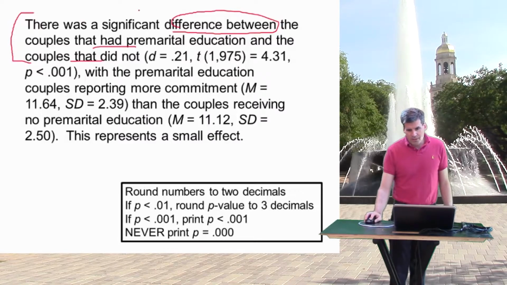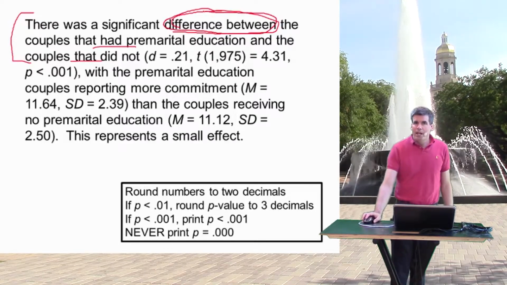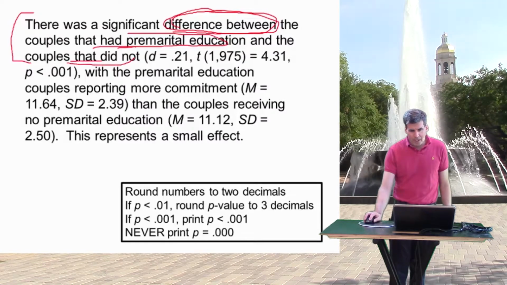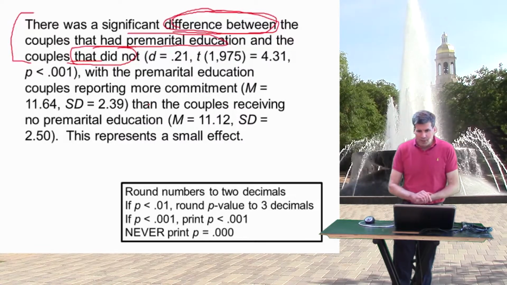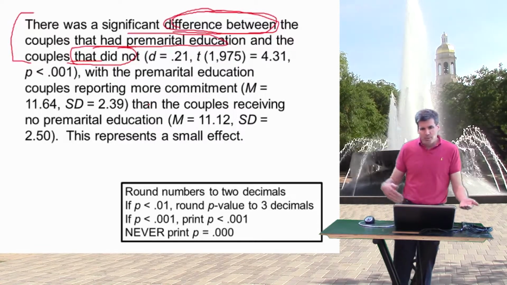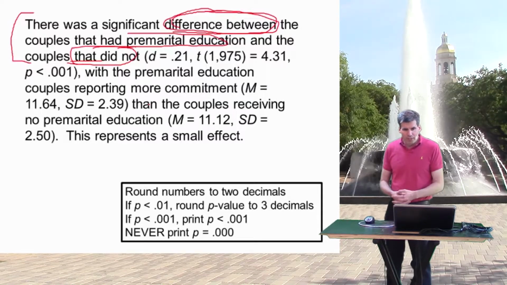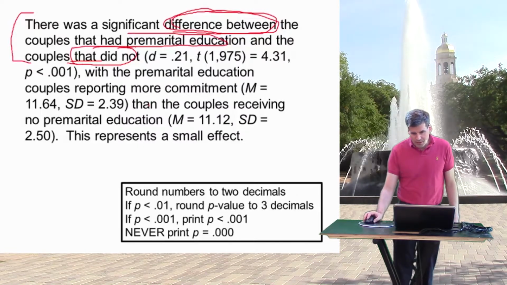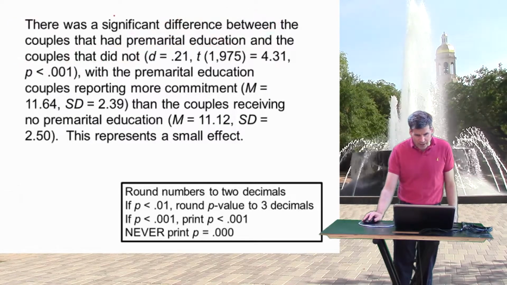So in this first phrase, you use the words difference between to clarify we're looking at a difference between two groups. And I want you to tell the reader what those two groups are. We have one group that had premarital education and another group that did not. You could say there was a difference between the education group and the no education group. There might be a few different ways you could word that. All of those possibilities would use the words difference between, and they would name the two groups. That's the key there. Also, if it is significant, make sure you say it's significant.